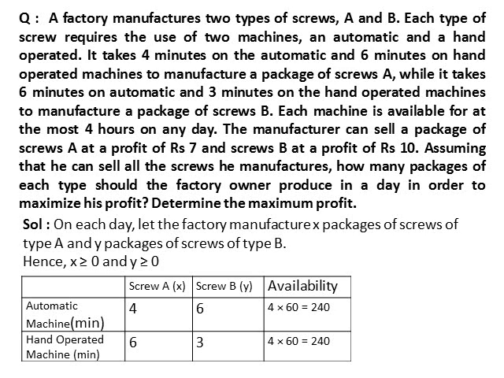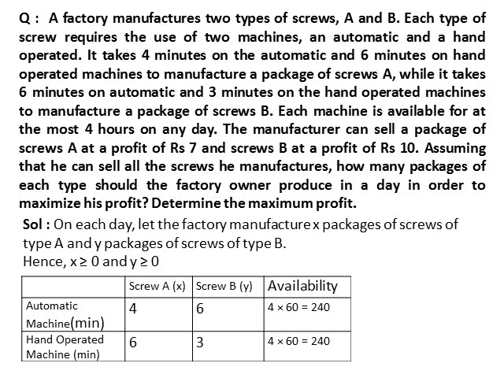As you can see, time required to produce 1 package of screw A or B on each machine is given in minutes, and total time for which machines are available is in hours. So first convert 4 hours into minutes, that is equal to 240 minutes.